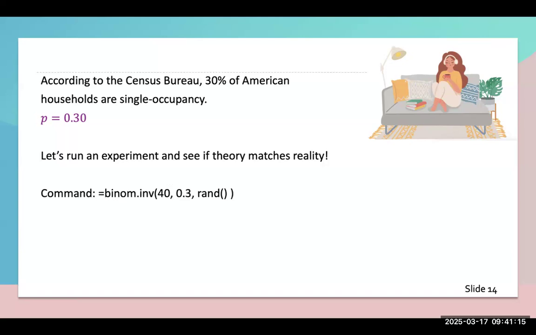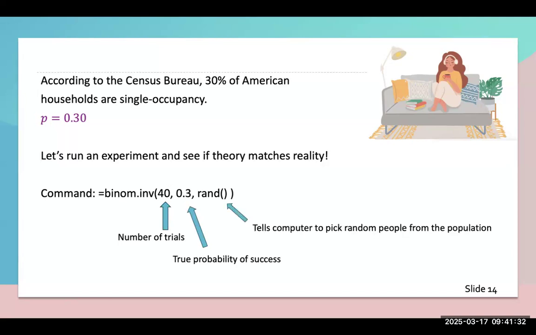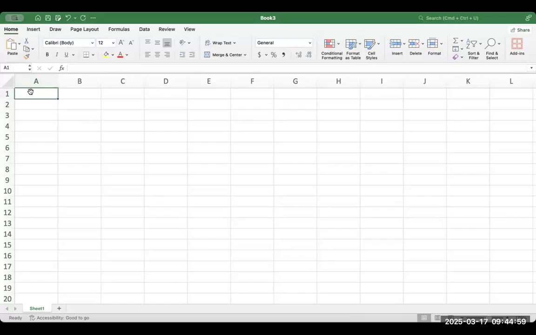The way we're going to do this is we're going to use a command. It's equals binom.inv. We're going to put the number of trials or the size of your sample. And then the next thing we're going to put is the true probability of success, which is 0.3, followed by rand and then two parentheses. And that tells the computer to pick random people from the population. Let's see what happens. Okay, I'm going to type equals binom.inv, parentheses. I want the computer to select 40 households. The probability of success is 0.3, and I'm going to type rand.